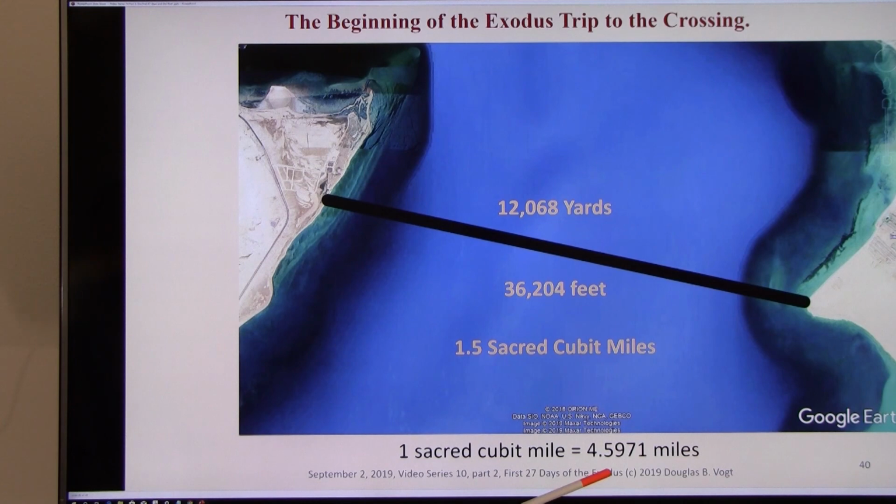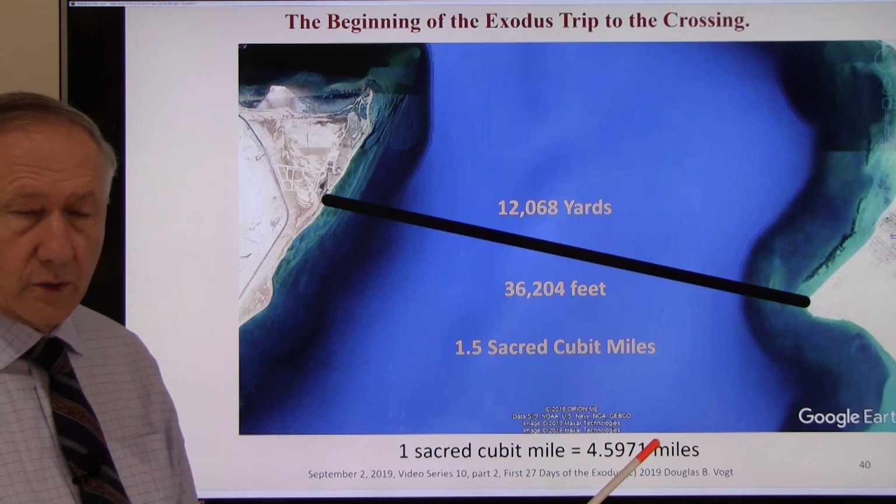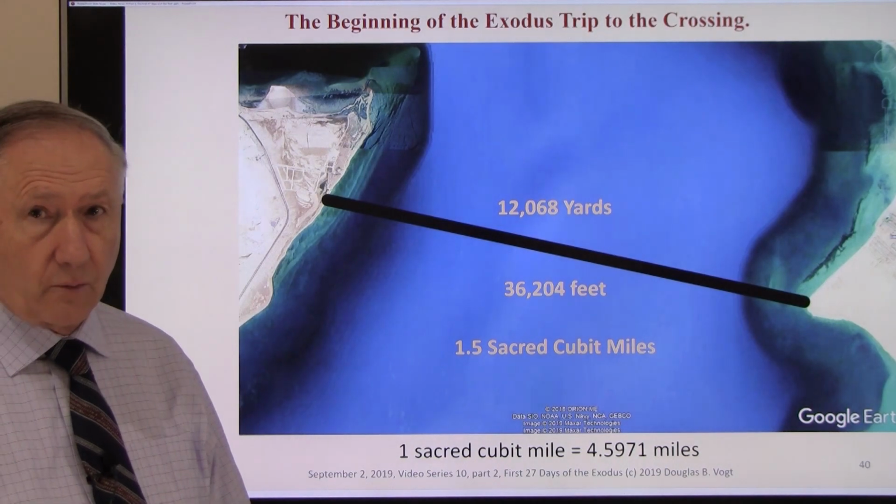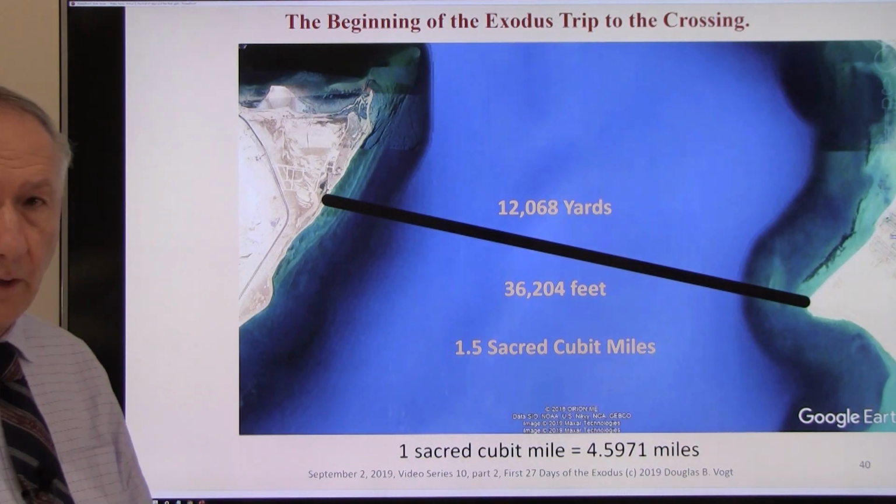Sacred cubit miles is 4.5971 miles. I want to do a video of what I discovered, which will shock you. And you'll understand that this is a created reality. You'll have no doubt in your head.